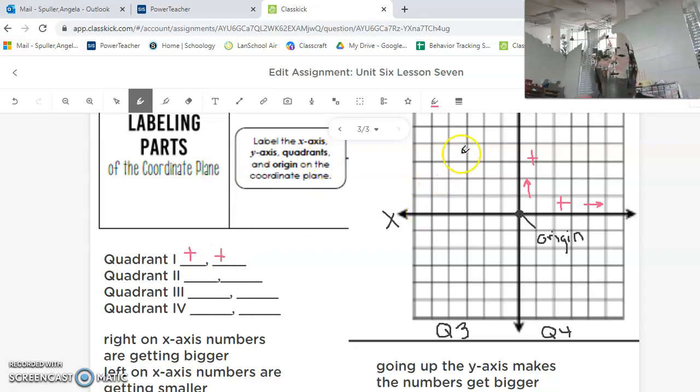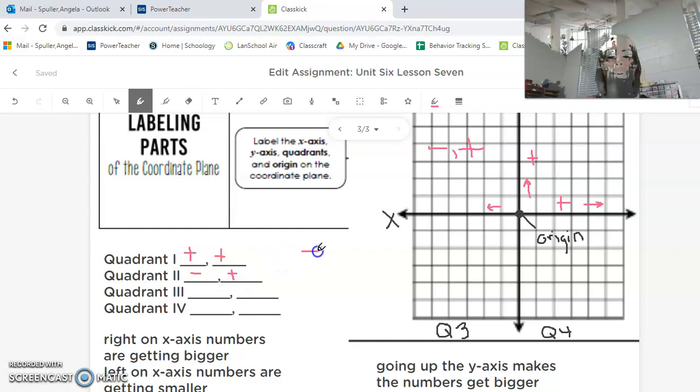All right, if you are going in quadrant 2, you're going to go to the left. So the x will be negative, but you're still going up. So this will be positive, okay? So x negative, y positive.